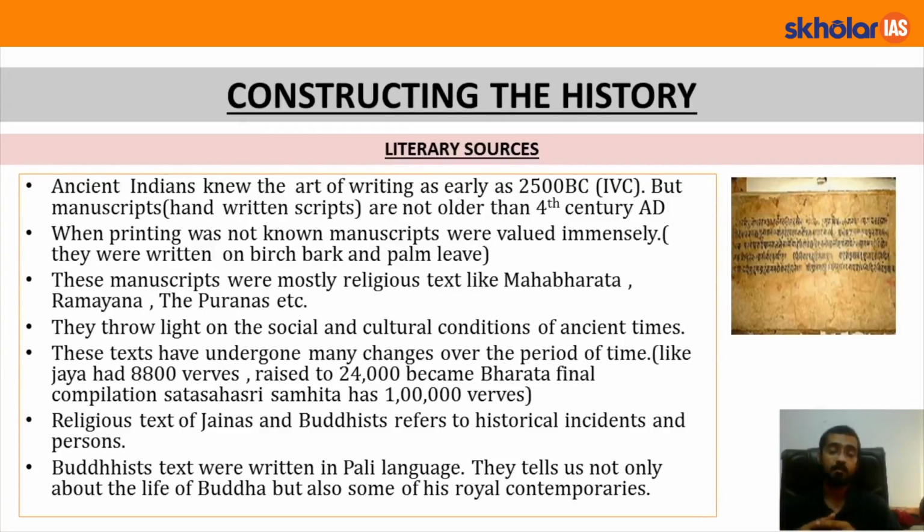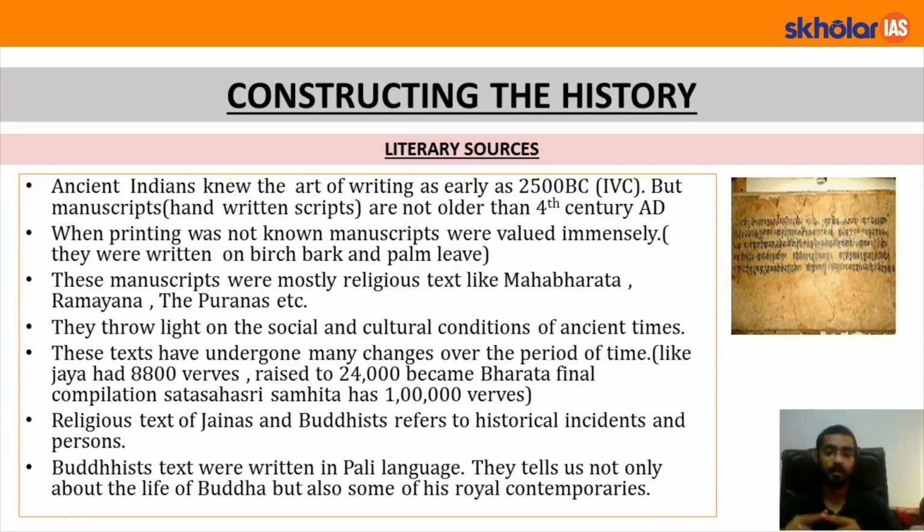Before it, they were passed on from generation to generation through Shruti gyan, that is through word of mouth, and the next generation used to absorb this knowledge through hearing. When printing was not known, manuscripts were immensely valued. They were written on bark and palm leaves, that is on a soft surface, and that is why most of them have disappeared.